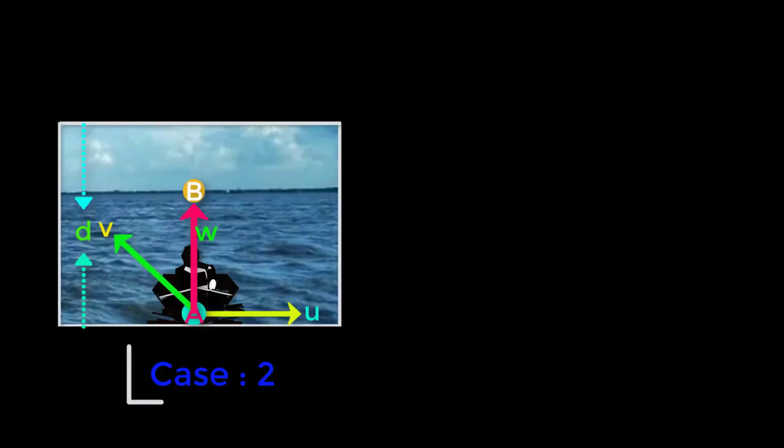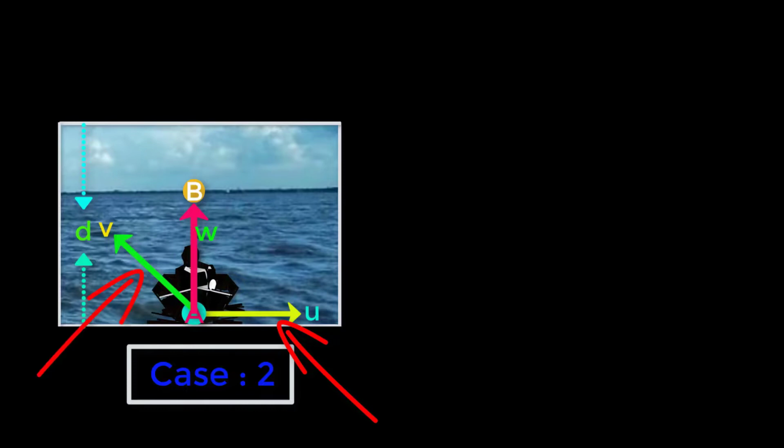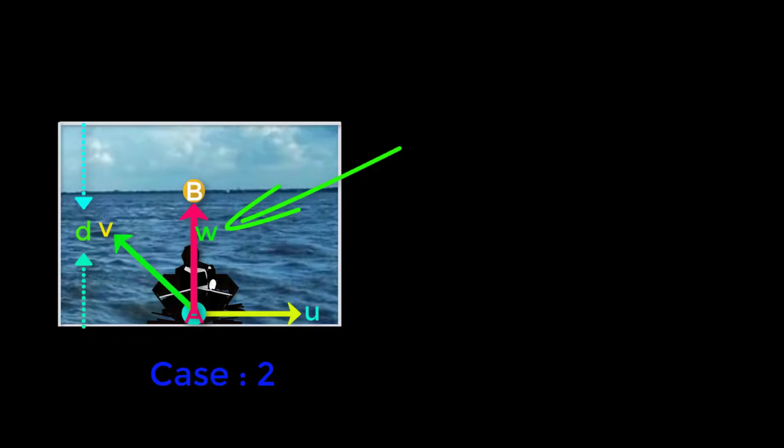Look at case 2. This is a vector and this is another vector. This is the resultant for these two vectors and this angle is alpha. Now we will learn when to use which formula to solve river boat problems.